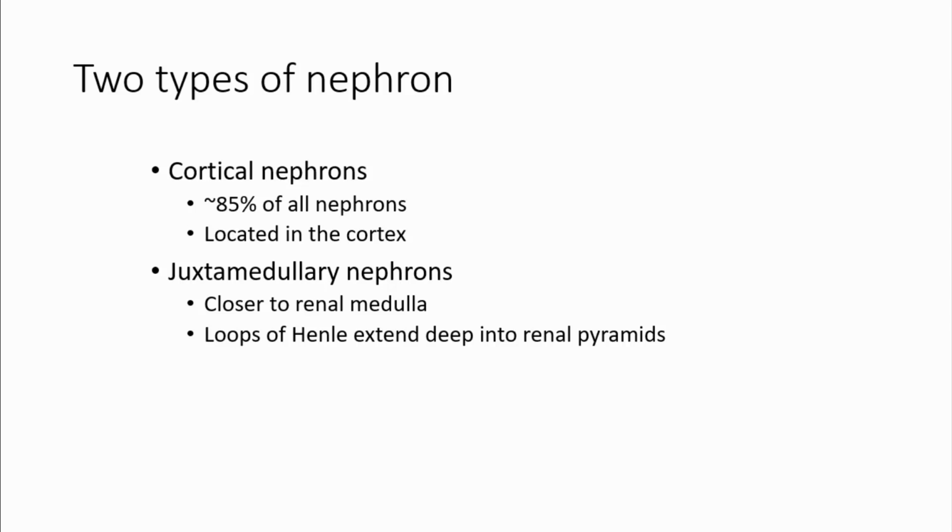Cortical nephrons represent about 85% of all nephrons. They're located, of course, in the cortex. The juxtamedullary nephrons are closer to the renal medulla. Part of it is in the cortex. The majority of it is down in the medulla. And the loops of Henle extend deep into the renal pyramids.